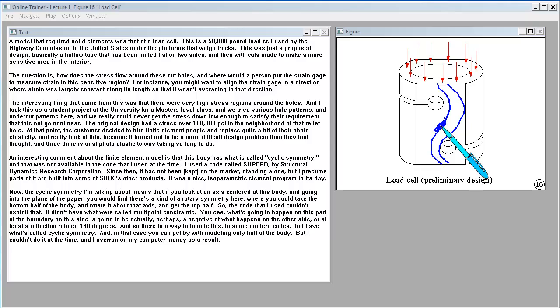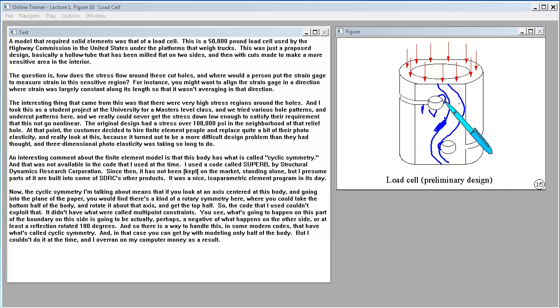The interesting thing that came from this was that there were very high stress regions around the holes, and I took this as a student project at the university for my master's level class, and we tried various hole patterns and undercut patterns here, and we really could never get the stress down low enough to satisfy their requirement that this not go nonlinear.